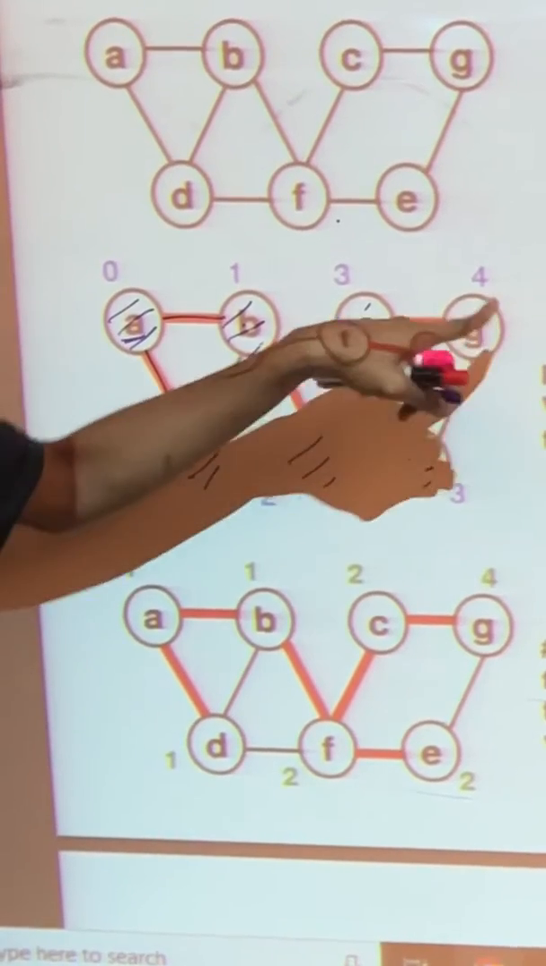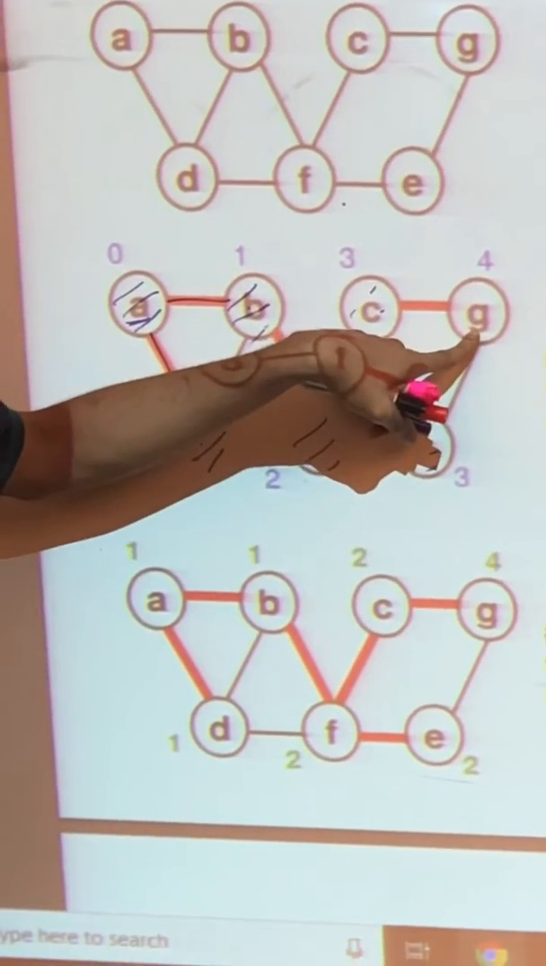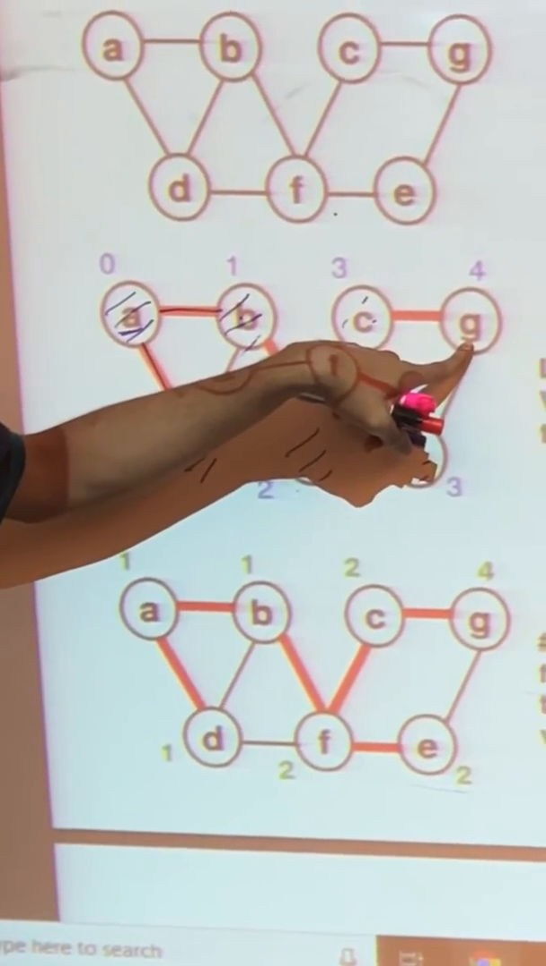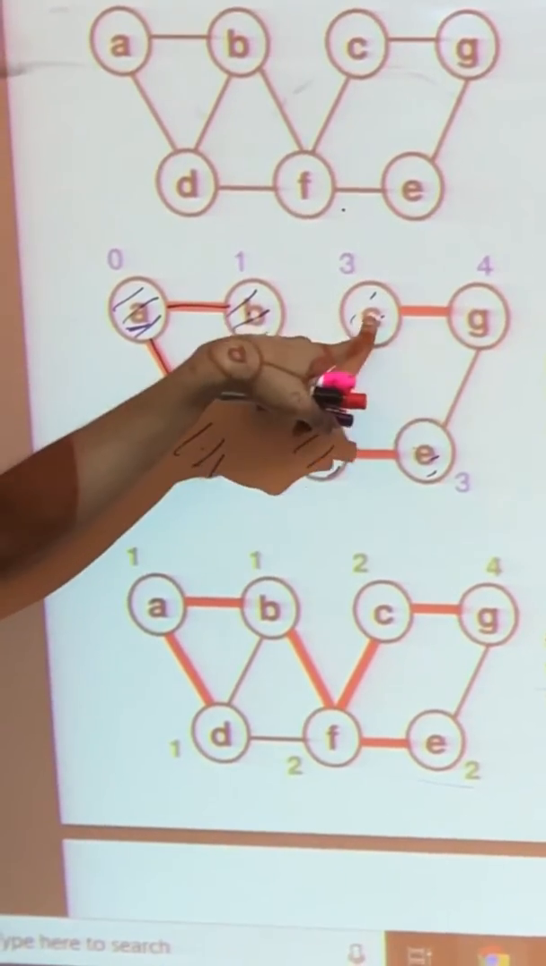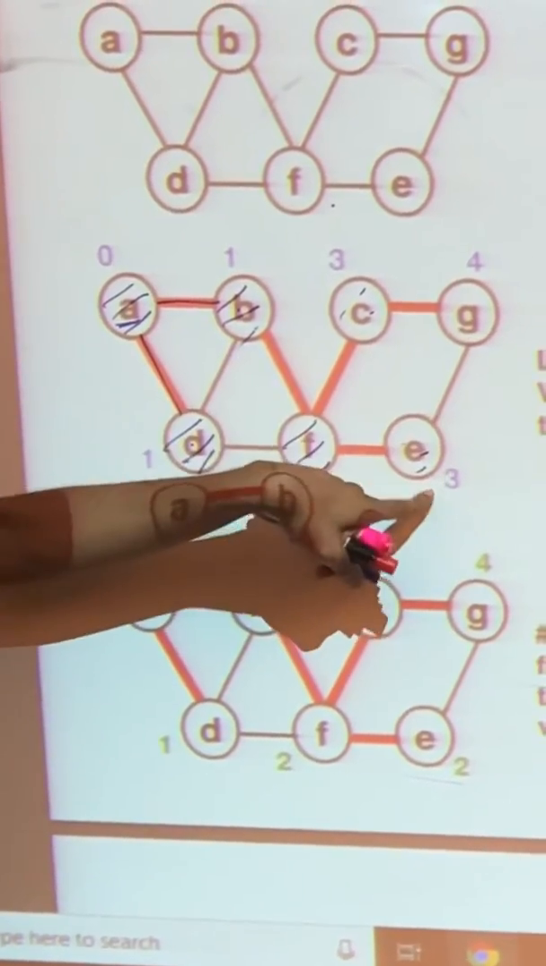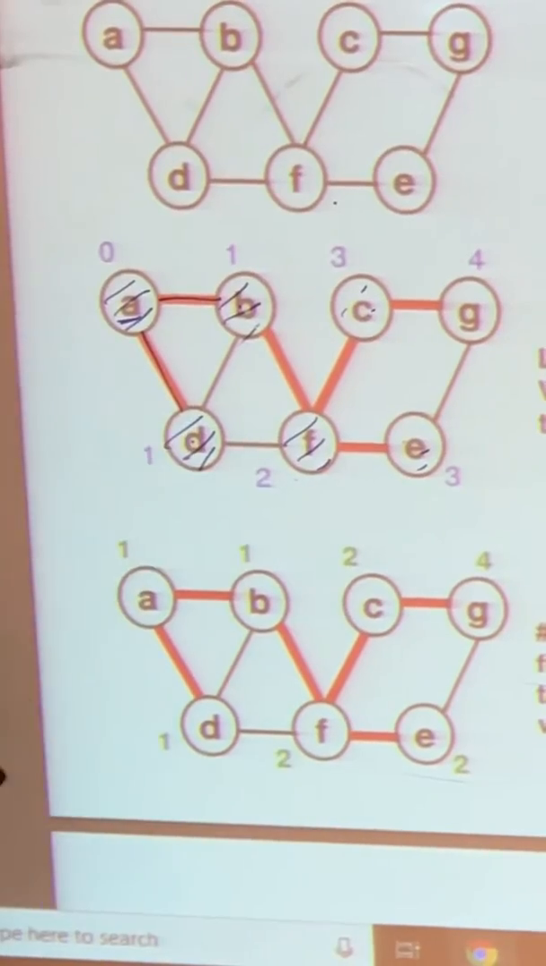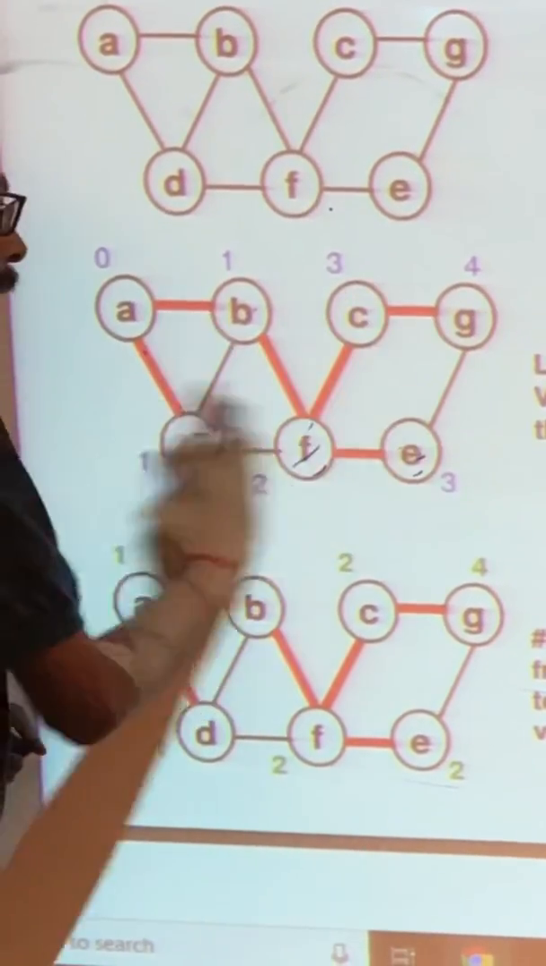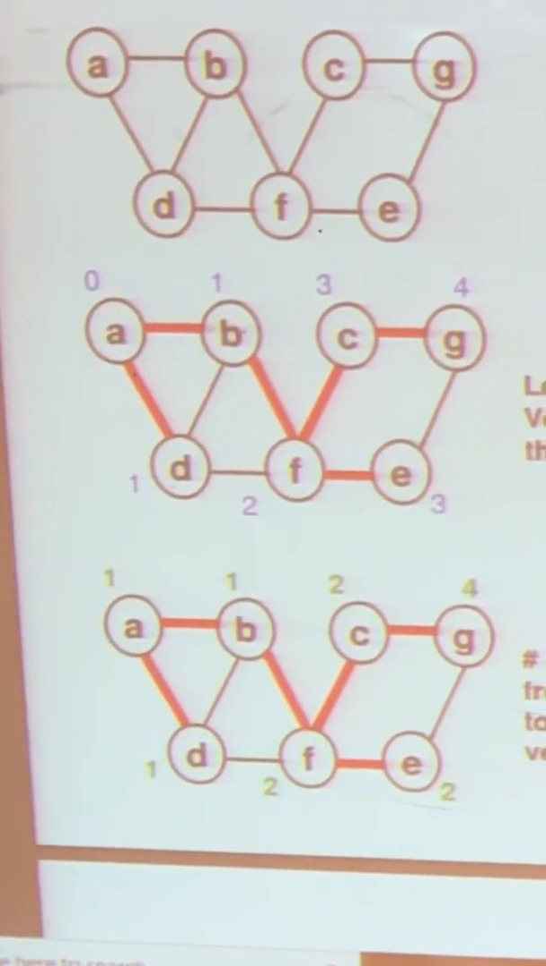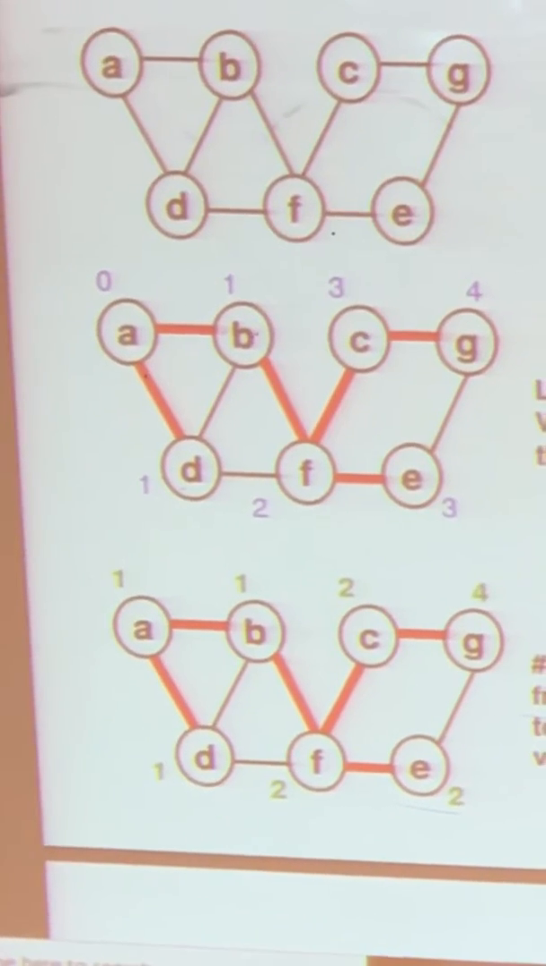Visit its neighbors. G is the only neighbor to be visited yet. So the level number of G is 4, 1 more than the level number of C. And E's neighbors are already visited and so on. So that is how you get the level numbers of the vertices starting from A.